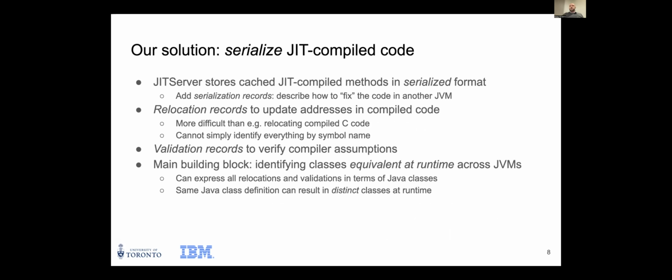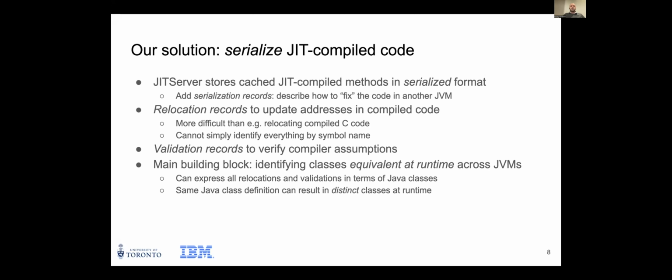So our solution to the fact that the code would break if you plug it into a different JVM is to store it at the server in a serialized format. So we attach to the code some serialization records to describe how to fix the code so that it becomes correct in a different JVM. We use relocation records to update those hard-coded virtual addresses in compiled code. And it's a more difficult task than, let's say, for C or any other native statically compiled language, because we cannot simply identify all these entities by a globally unique symbol name. It's more complicated, and we'll explain in more detail why.